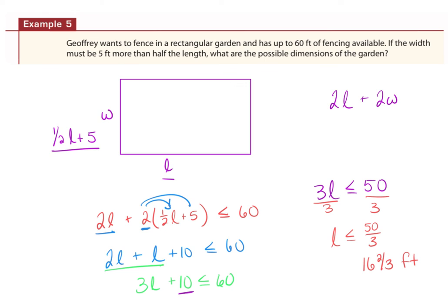And then if that is my L, I can plug it in to solve for my width. So to find my width, I would plug it in. I would multiply by 1/2. And then I would add 5, to find my width. Questions on that?